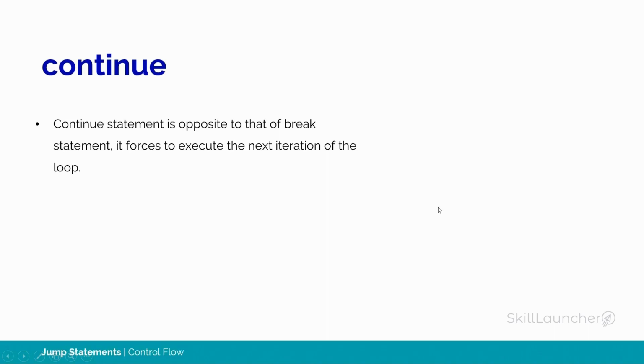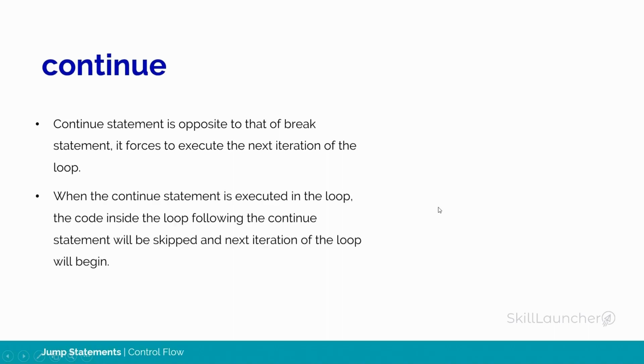Rather than terminating the loop, it stops the execution of the statement underneath and takes the control to the next iteration. When a continue statement is executed in the loop, the code inside the loop following the continue statement will be bypassed and the next iteration of the loop will begin as it usually does. In case of nested loop, the continue passes the control to the next iteration of the inner loop where it is present and not to any other outer loops.